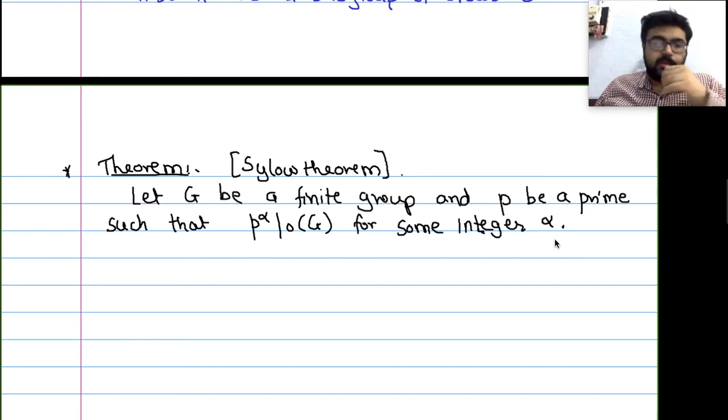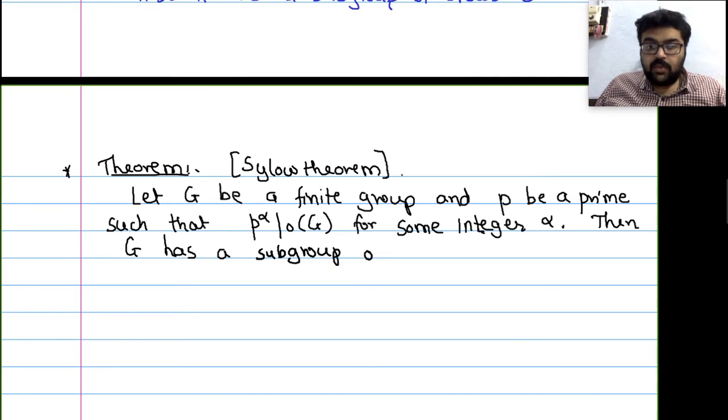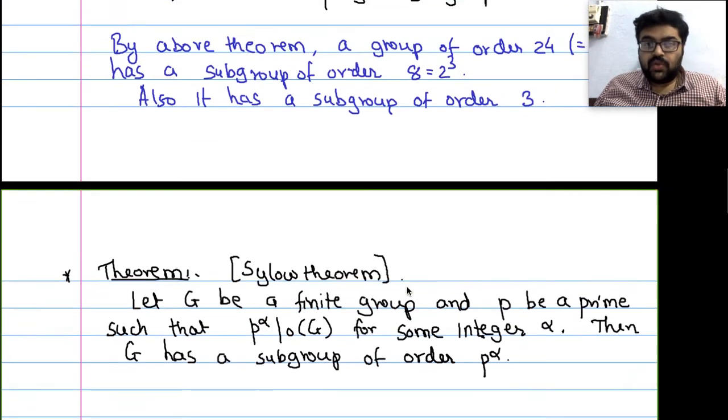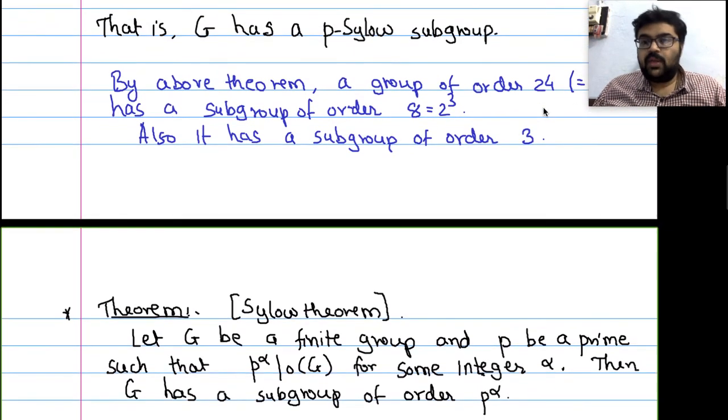It may also divide. p power alpha plus 2 also may divide the order of G. We are not saying that alpha is a maximum, right? So whatever power divides, it has a subgroup of that order. Then G has a subgroup of order p power alpha. This is even stronger because it says that a group of order 24 has a subgroup of order 2 power 1, 2 power 2, 2 power 3. So subgroups of order 2, 4 and 8, as I said.